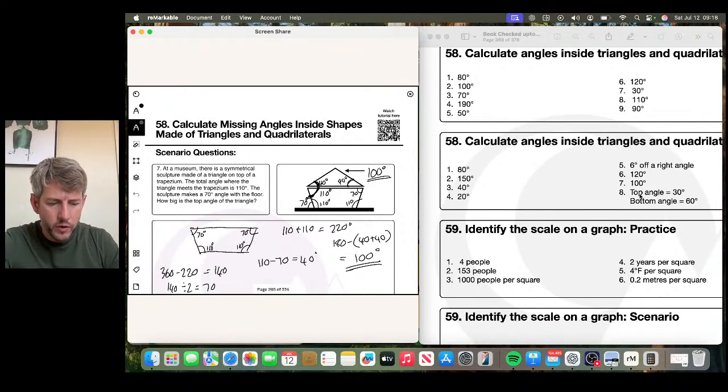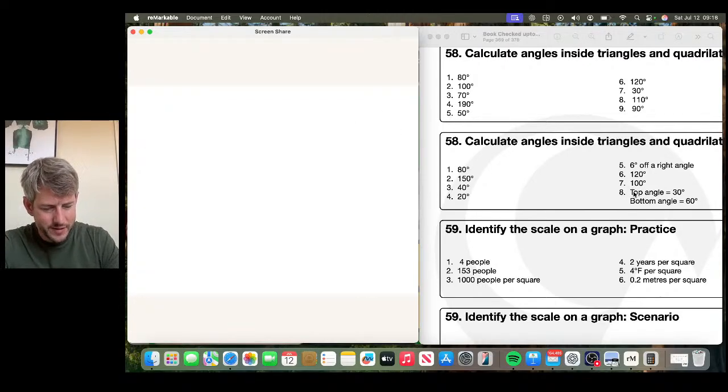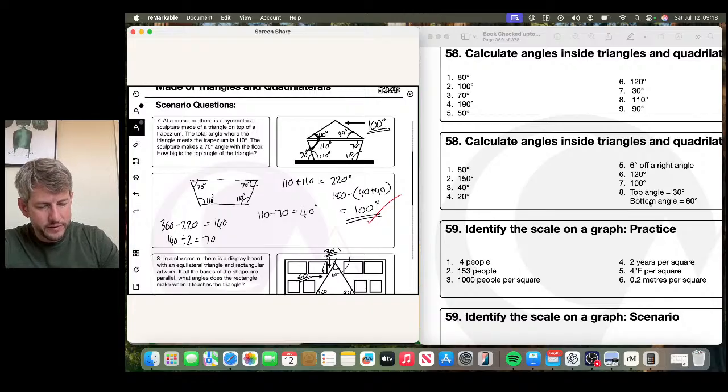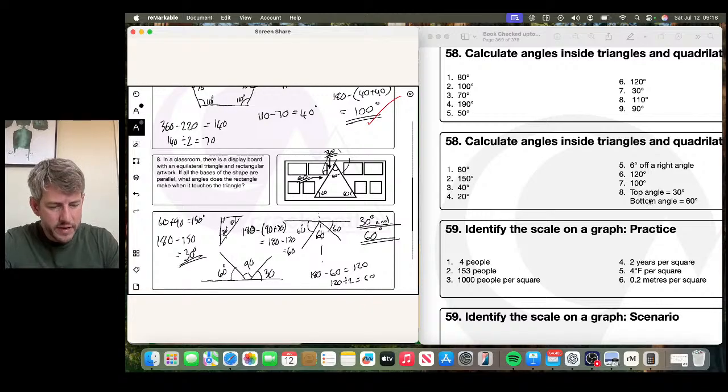Okay, next one, we've got question 7 is 100 degrees. Yep, I feel like we earned that. Question 8, 30 degrees and 60 degrees. Wonderful, right. Okay.